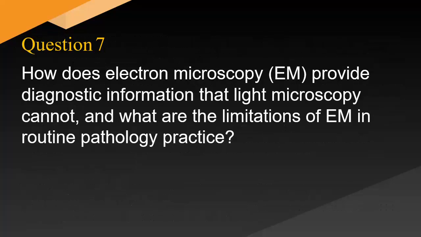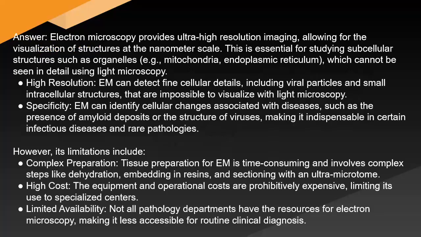How does electron microscopy provide diagnostic information that light microscopy cannot, and what are the limitations of EM in routine pathology practice? Answer. Electron microscopy provides ultra-high resolution imaging, allowing for the visualization of structures at the nanometer scale. This is essential for studying subcellular structures such as organelles, e.g., mitochondria, endoplasmic reticulum, which cannot be seen in detail using light microscopy. High resolution.